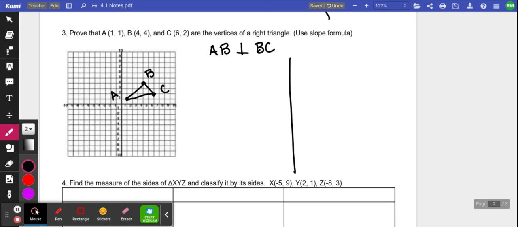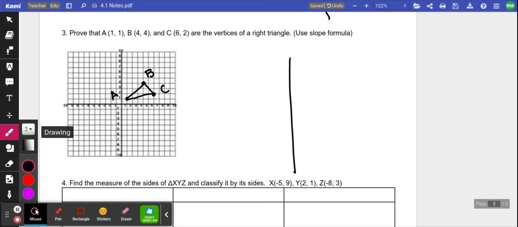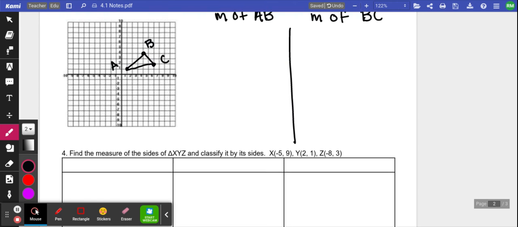So you are going to find the slope of AB and the slope of BC. If they're perpendicular, that means that they'll be opposite reciprocals, and they do form a 90-degree angle. So I'm going to have you guys go ahead and do the work there. Like I said, we will check on Tuesday.